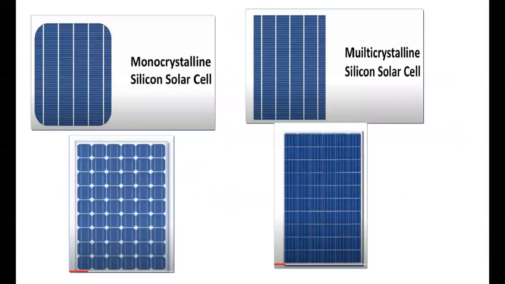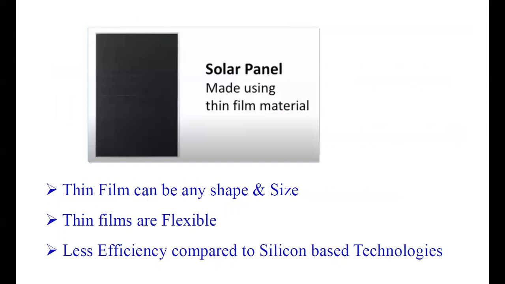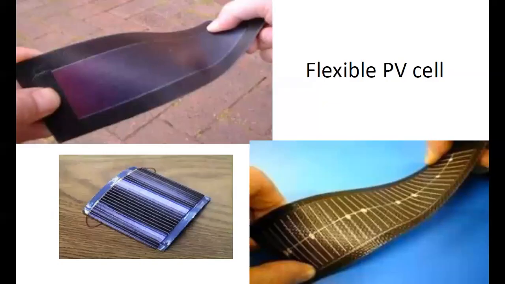The figure shows the monocrystalline silicon solar cell and multicrystalline silicon solar cell. The solar panel made using thin film materials will be in a flexible shape. Film can be made in any shape and size. The main advantage is that it can be flexible, but the efficiency will be less compared to the silicon based technologies. This is the flexible PV cell.